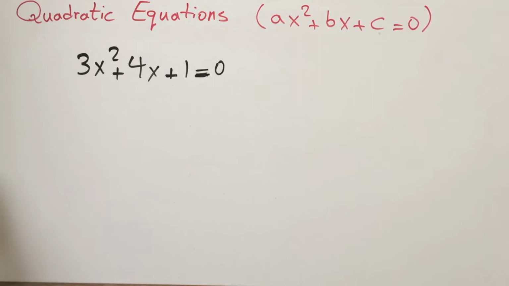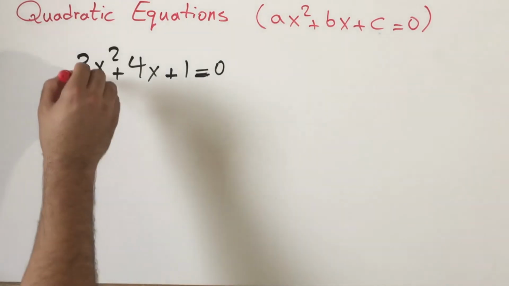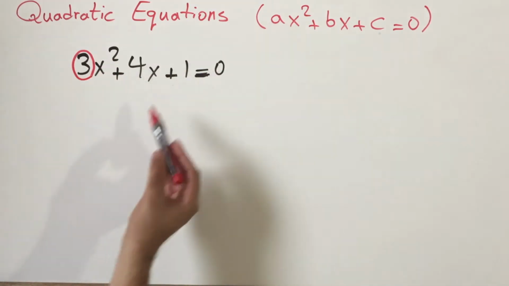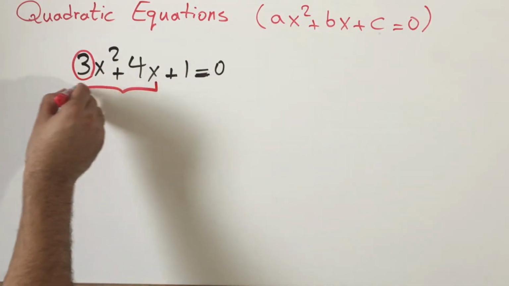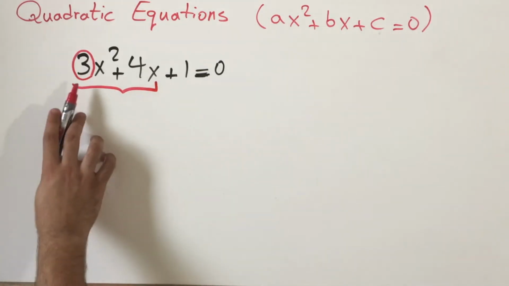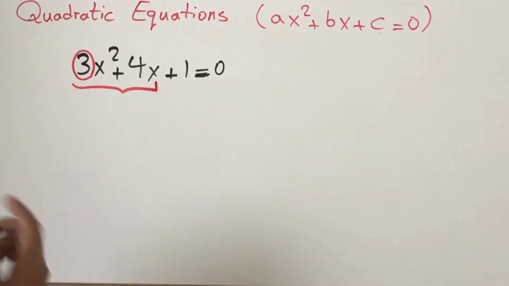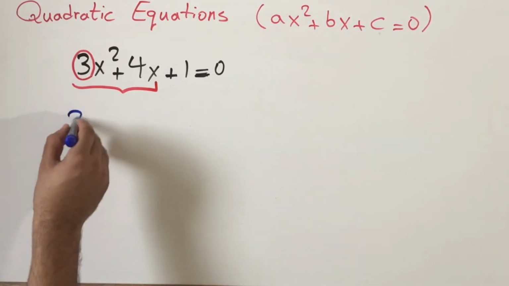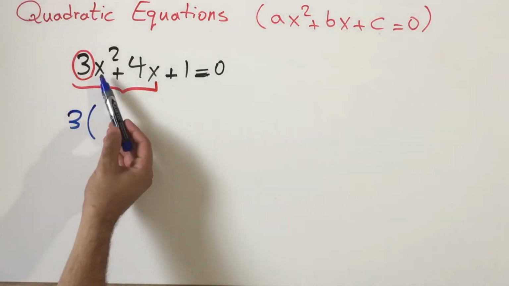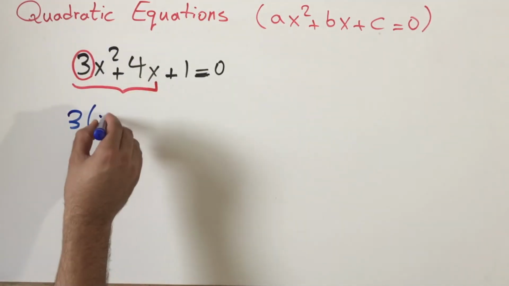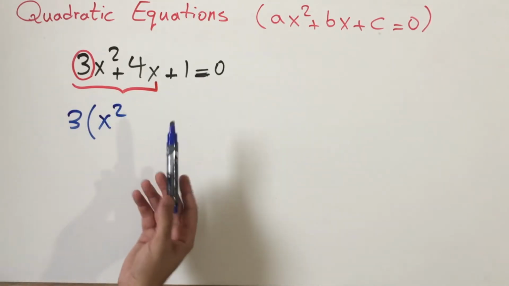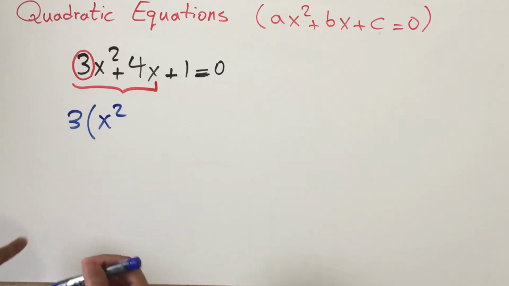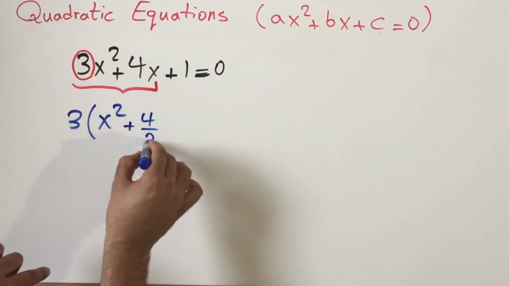The first step is going to be factoring out the number beside x squared, which is your a, from the first two terms, not the third one, only the first and the second one. So here in this question I have to take out this 3, so I have 3 brackets. What is left from the first one is x squared, and what is left from the second one, because 4 is not divisible by 3, right? So you have to write 4 over 3x.